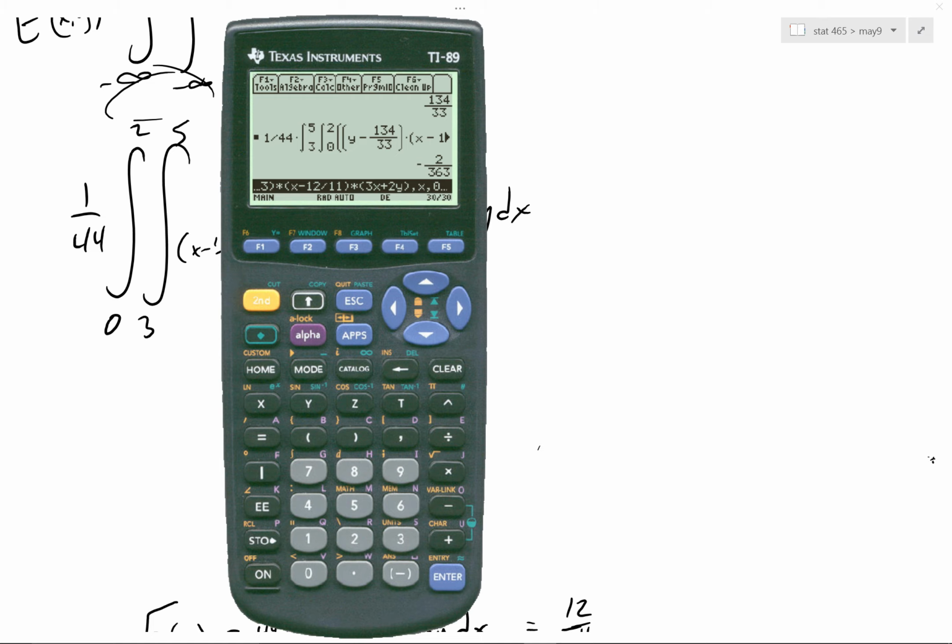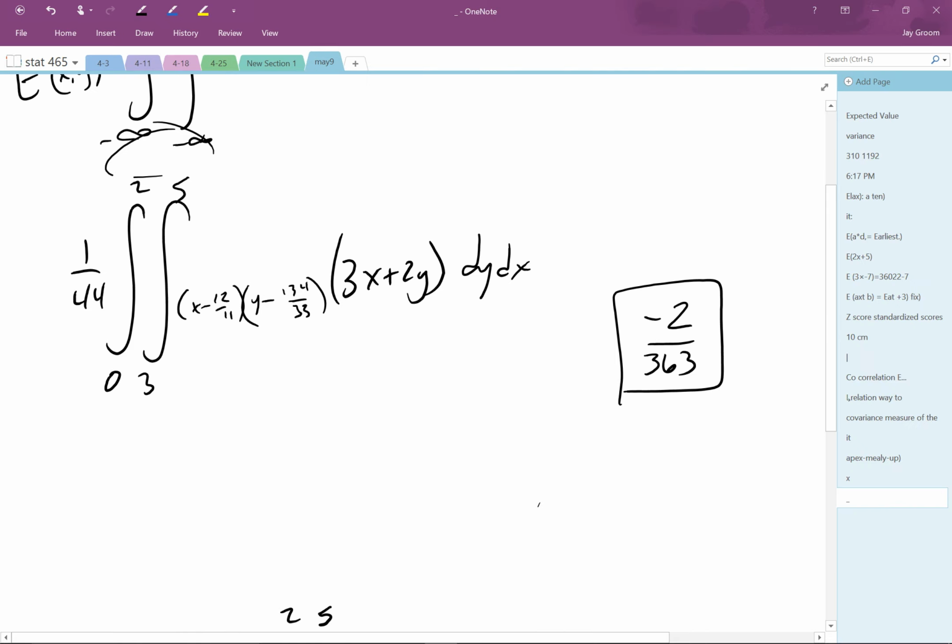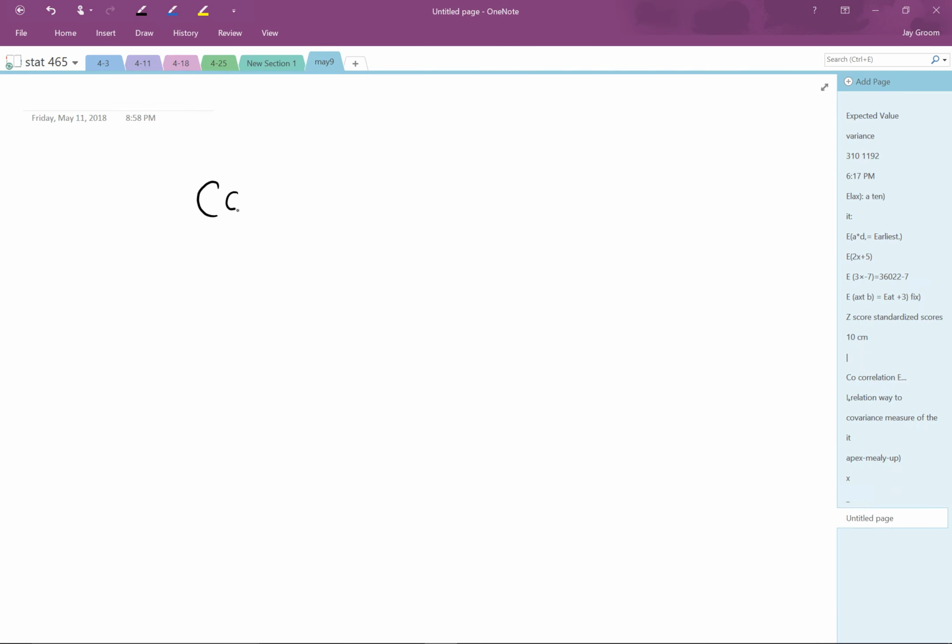Negative 2/363rds, which is a very small negative covariance. Which brings up an interesting point. What if two variables have a covariance that is equal to 0? Well, that means they don't covary at all. They don't jump around at all.